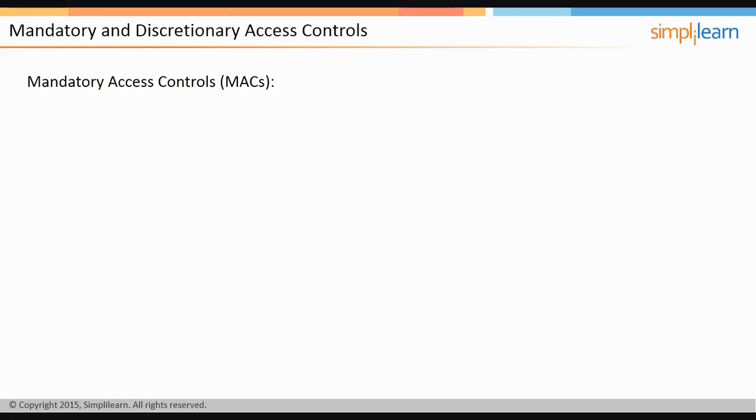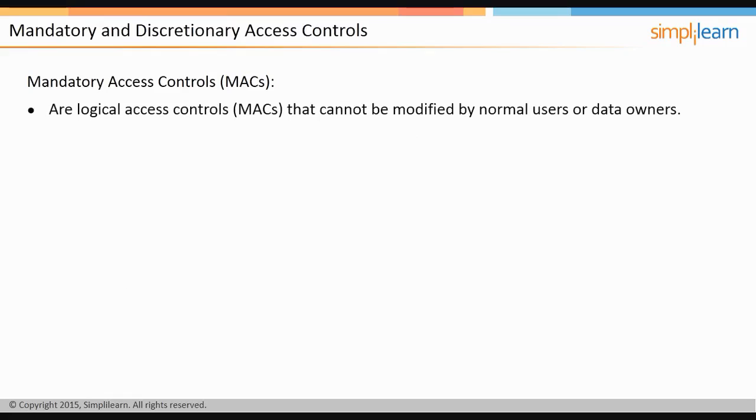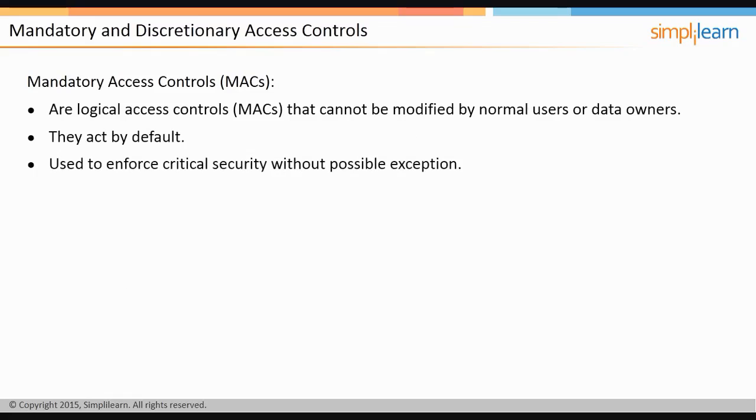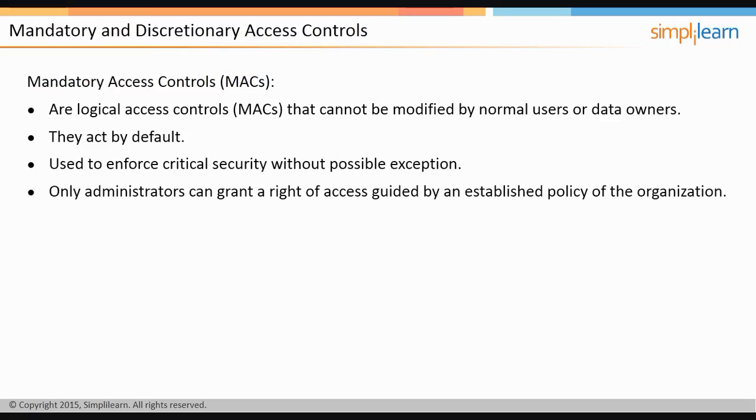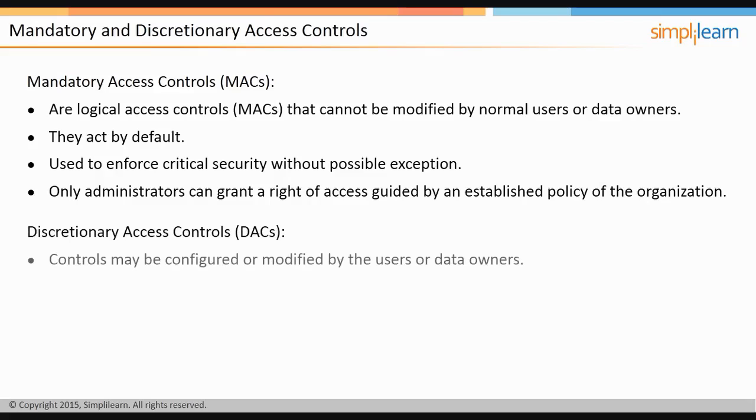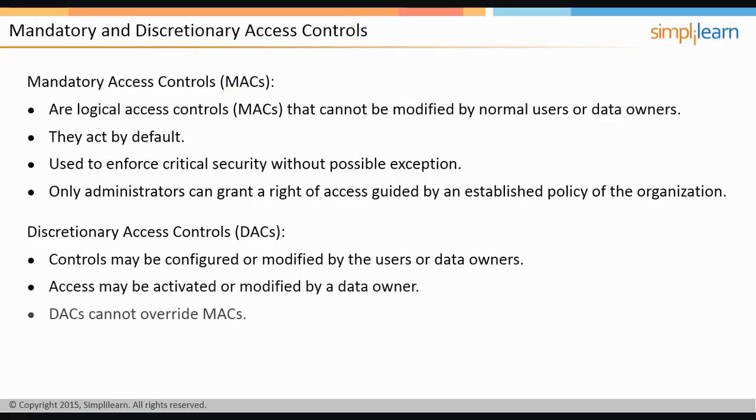Mandatory access controls, MACs, are logical access controls that cannot be modified by normal users or data owners. They act by default and are used to enforce critical security without possible exception. Only administrators can grant a right of access guided by an established policy of the organization. Discretionary access controls, DACs, may be configured or modified by the users or data owners. Access may be activated or modified by a data owner. DACs cannot override MACs, and they act as additional filters to restrict access further.